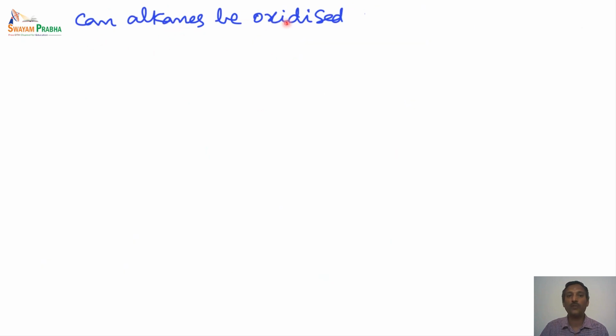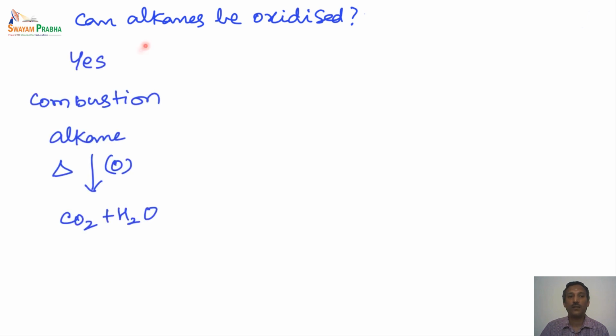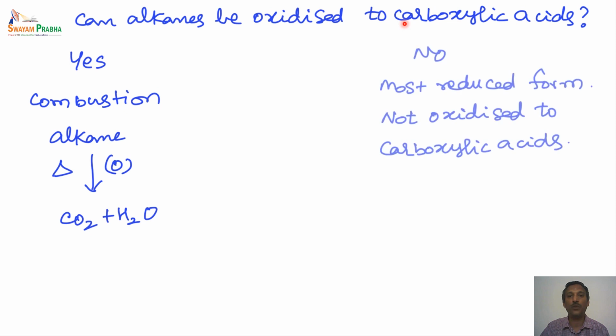Now, the next question is, can alkanes be oxidized? Because we are talking about carboxylic acid, let us see whether the alkanes can be oxidized. The answer is yes. But how? Alkanes can be oxidized by a combustion reaction, which produces carbon dioxide and water. In other words, if you simply oxidize an alkane, we end up with carbon dioxide and water. But if we need to oxidize alkanes to a carboxylic acid, can we do it? Unfortunately, no. We cannot oxidize alkane to carboxylic acid directly.